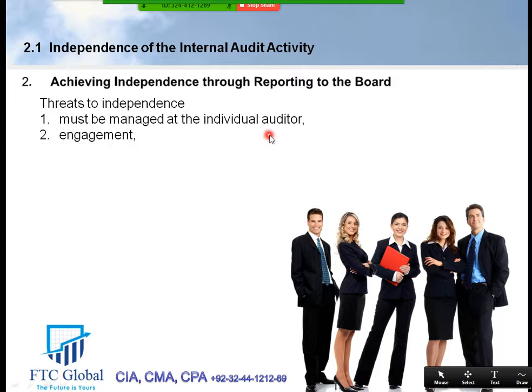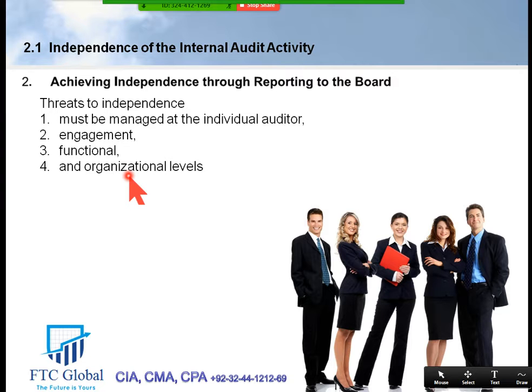So the internal auditor can feel threatened, his independence can be threatened. The individual assignment or the engagement can result in losing independence. Here the internal auditor is losing his independence. Here the engagement, the specific work we do, is in danger of losing independence. And here the functional or internal audit department itself is not independent. And finally, the internal audit department at the organization level is placed under the CFO or the chief administration officer.